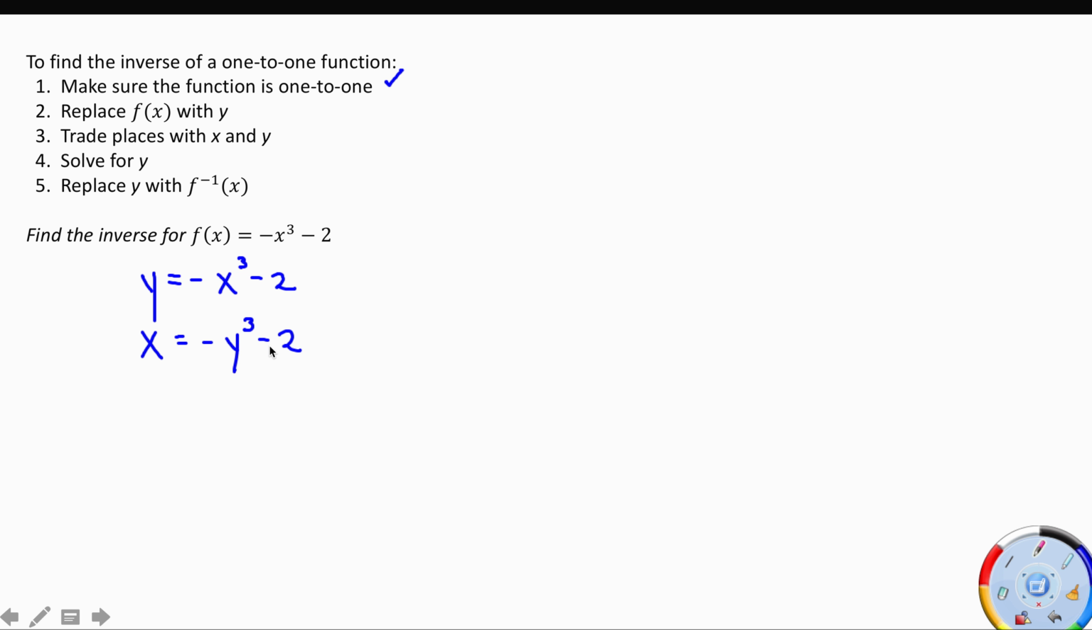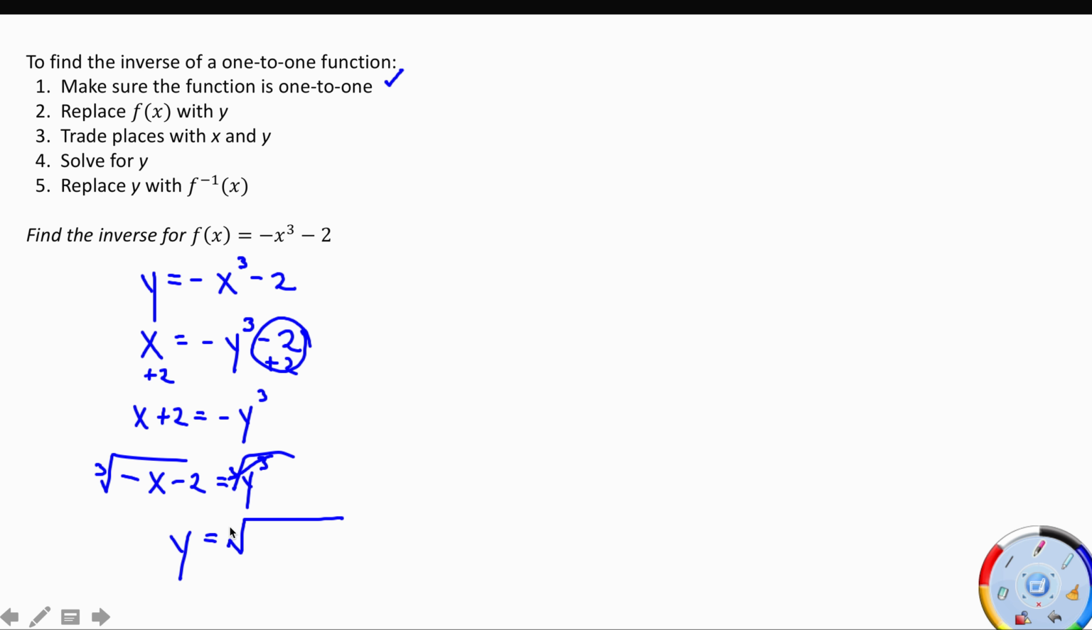Solve for y. So I need to add 2 to both sides. Okay, just trying to solve for y. So let's get rid of that negative. And now cube root both sides. Trying to get the y all by itself. So finally I have y equals the cube root of negative x minus 2.